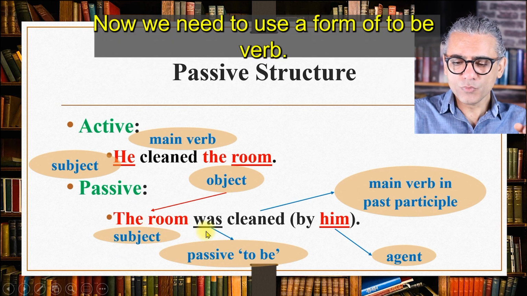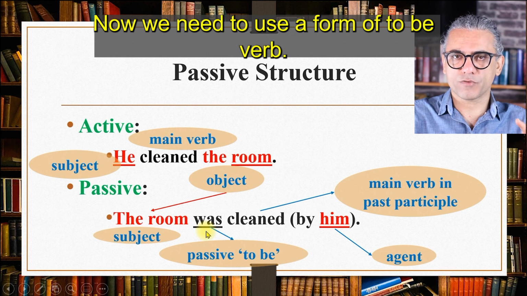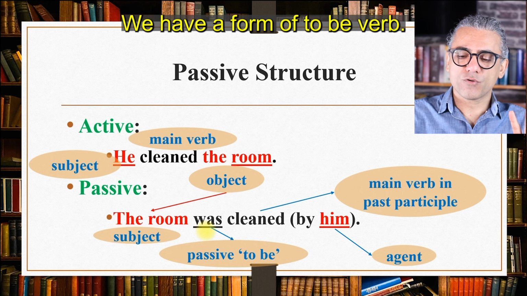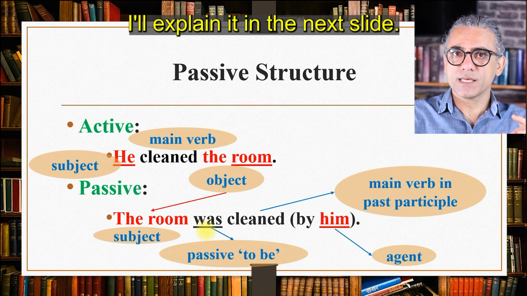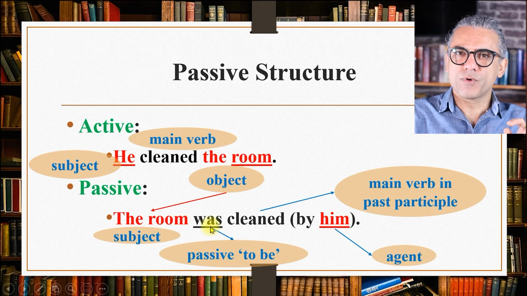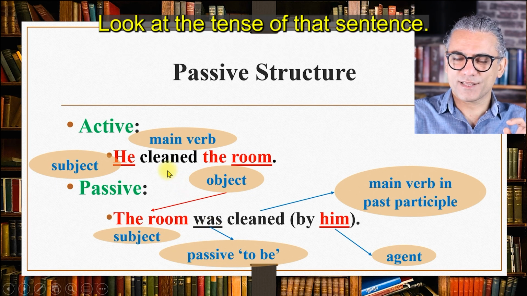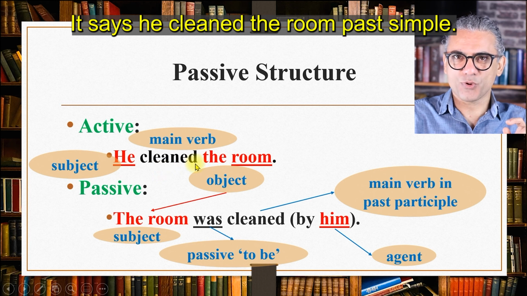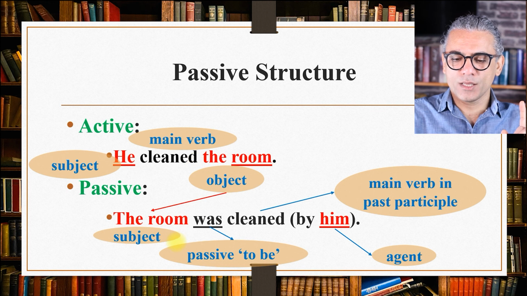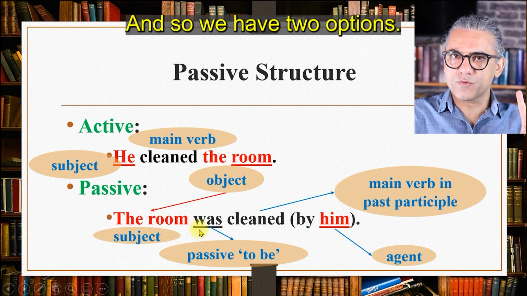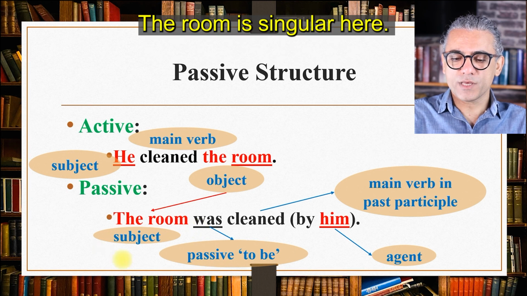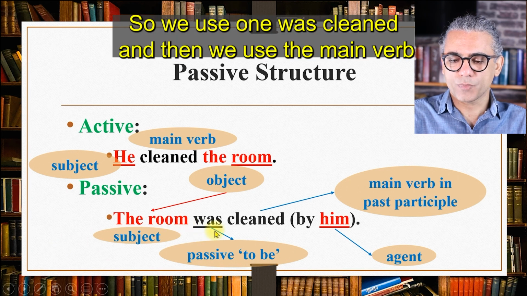Now, we need to use a form of the to-be verb. In every passive sentence, we have a form of the to-be verb. I'll explain it in the next slide. We say the room was. Why do we use was? Look at the tense of the active sentence. It says he cleaned the room, past simple. We never change the tense. So we have two options. We could use either were or was for past simple. The room is singular in here, so we use was.